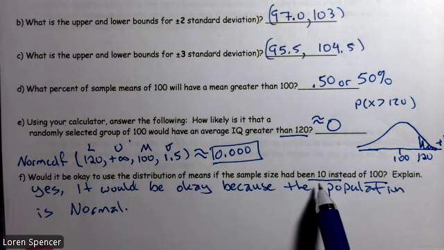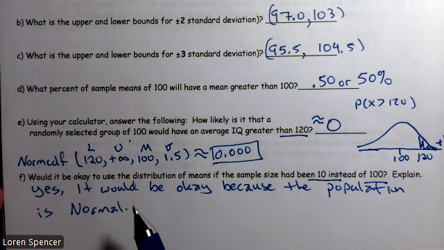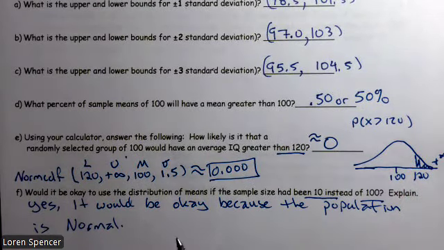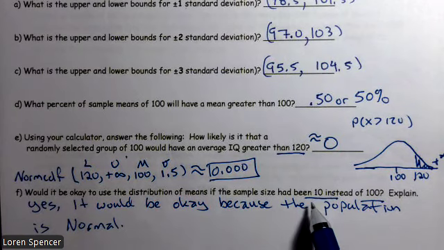Now, if the population hadn't been normal, or if we hadn't known, we would have needed a sample size of 30 or more. But since they told us at the very beginning that the population is normal, it would be okay to do so. So if the underlying population is not normal, or we don't know, we need a sample size of 30. If it is normal, we can use a very small sample size.